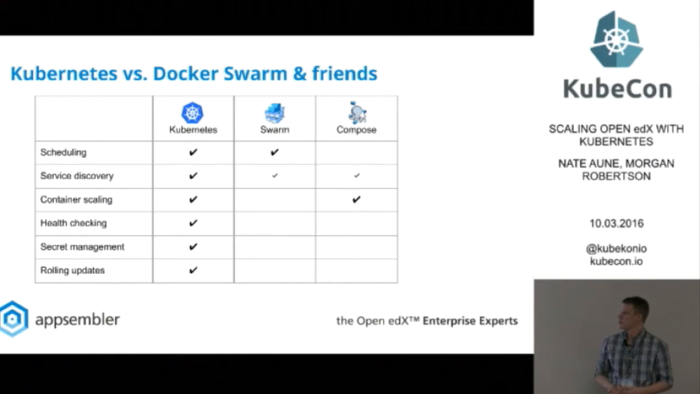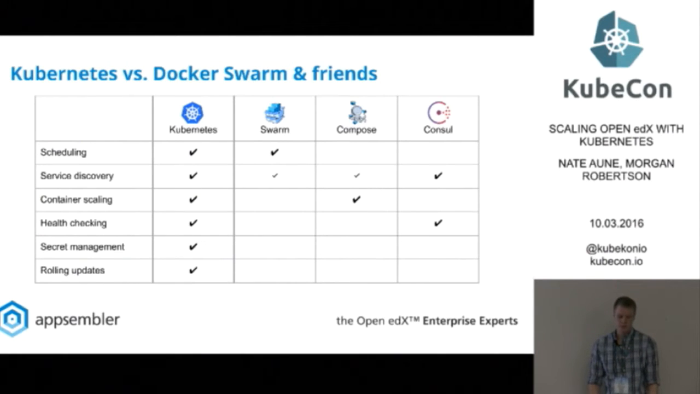So Kubernetes has really nice built-in service discovery. Docker now supports multi-host networking, but service discovery is still extremely primitive. Kubernetes also has a lot of other nice built-in features like container auto-scaling, pretty rich support for health checking, secret management, and the ability to deploy rolling updates. If we add Consul to Swarm and Compose, we can get pretty rich service discovery and health checking features. But at the end of the day, Kubernetes just provides a lot more built-in features out of the box. And it's also really easy for us to deploy with Google Container Engine.